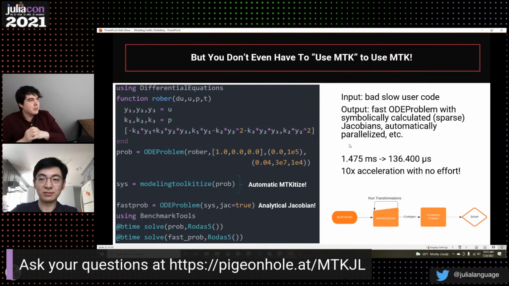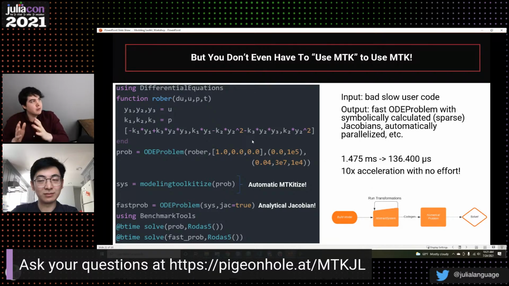But the cool thing about Modeling Toolkit is that if you don't feel like using Modeling Toolkit, you don't have to use Modeling Toolkit to use Modeling Toolkit. So here's an example where we say, oh, here's an ODE problem represented by differential-equations.jl. But what we can do is we can say, well, you might want to use this symbolic modeling system because whoever wrote this code doesn't know anything about code optimization. So we can use this thing called ModelingToolkitize that actually takes the code written for differential-equations.jl. It turns it into a Modeling Toolkit model, and then you can start to run transformations like, oh, let's optimize this code, let's build an analytical Jacobian, and now let's solve it. And it turns out this gives you about a 10 times acceleration on this kind of code without any effort.